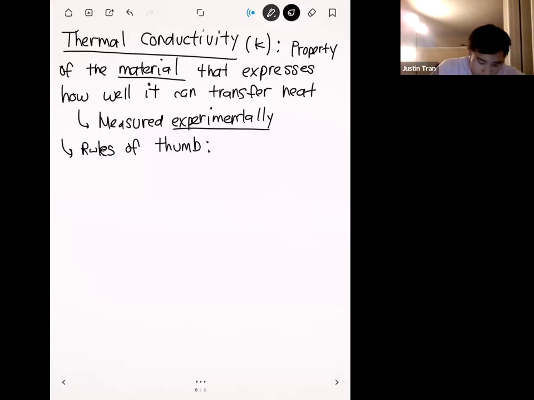Okay. And even though these rules of thumb are pretty simple, I think they give you a good sense of how certain materials will behave in terms of their thermal behavior.